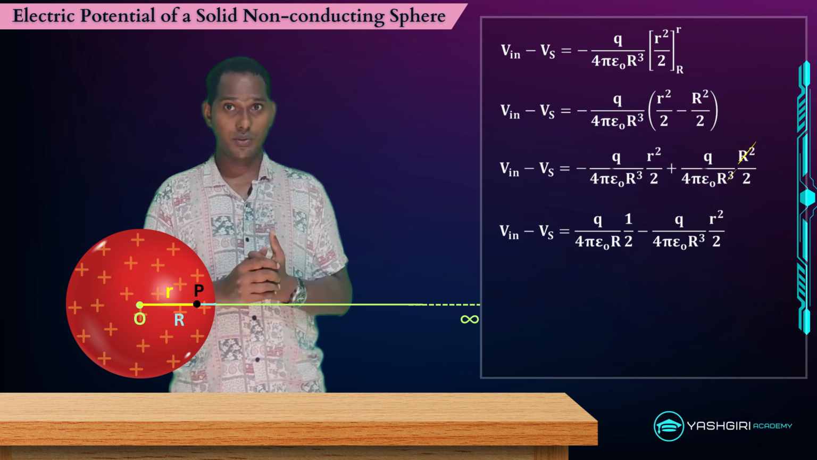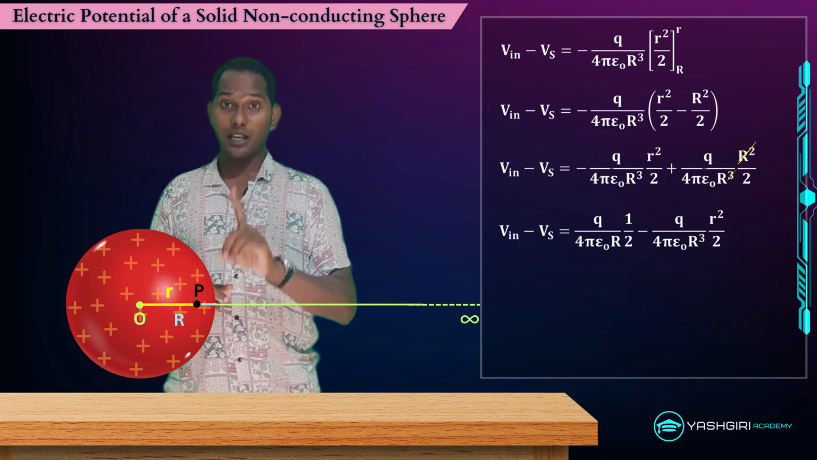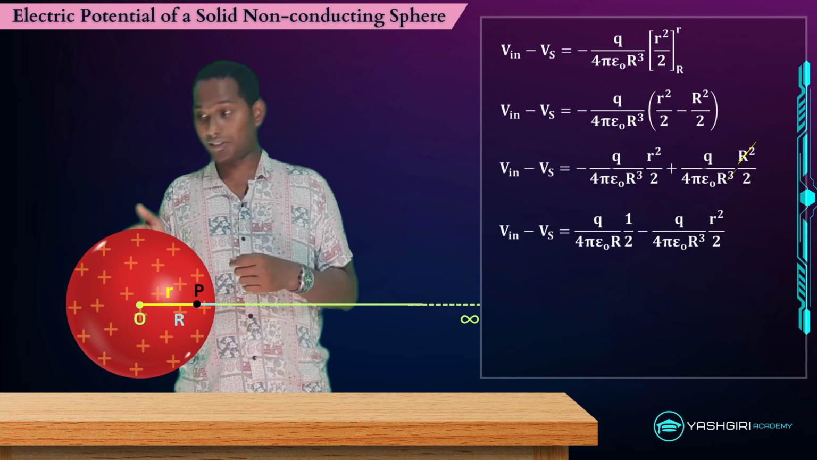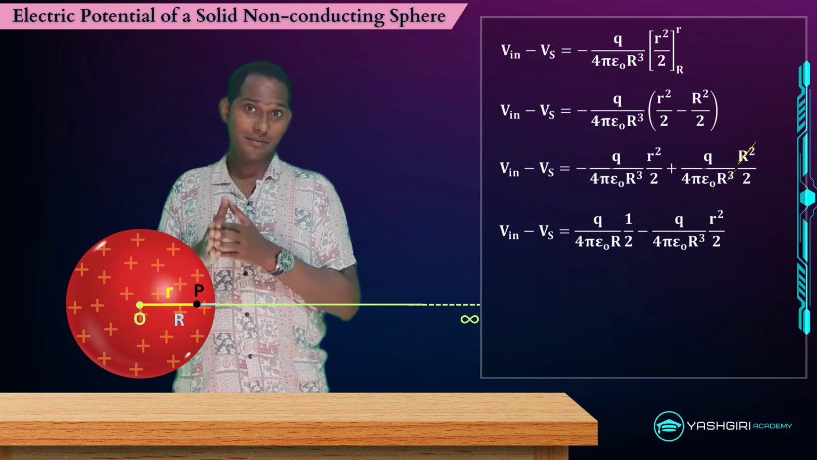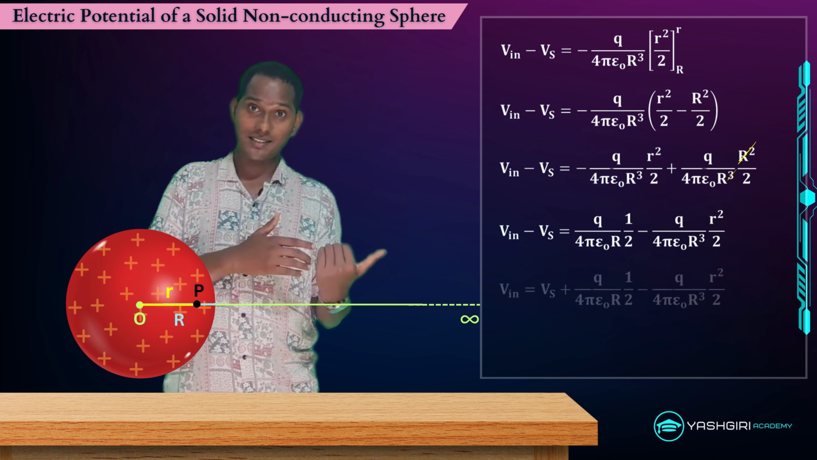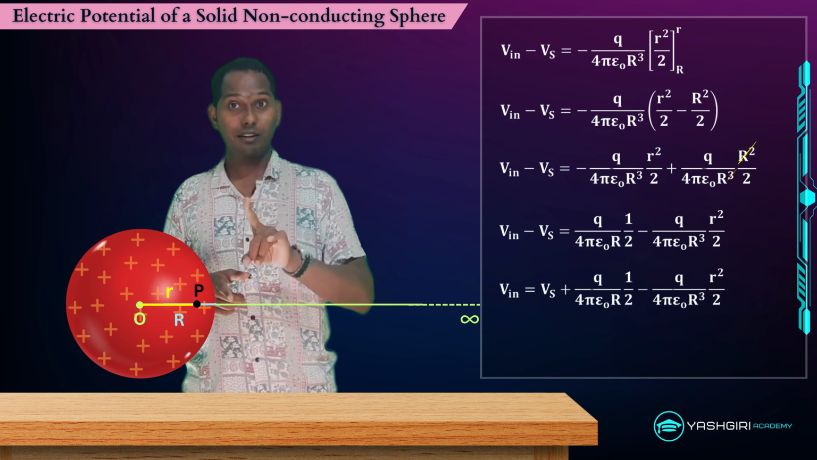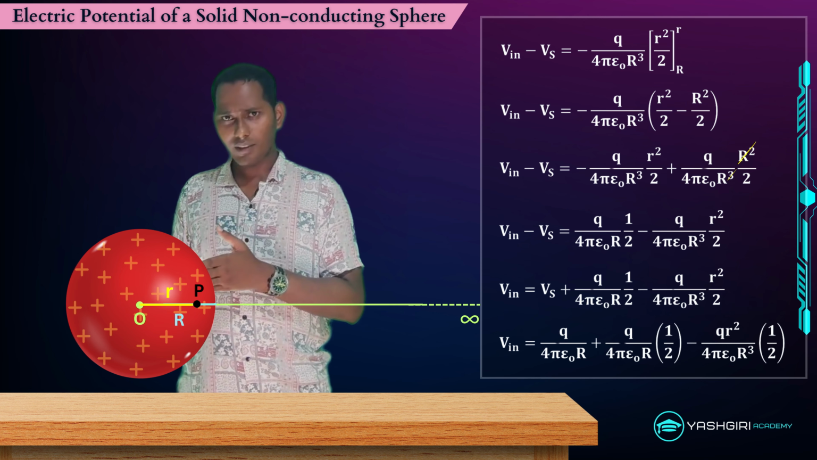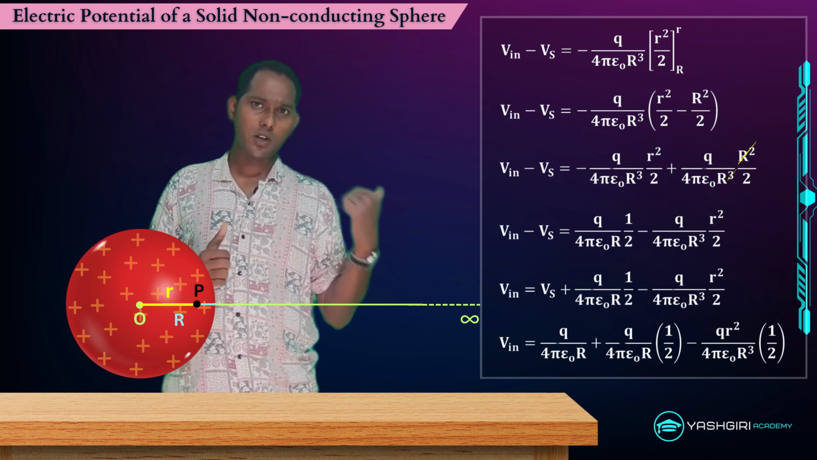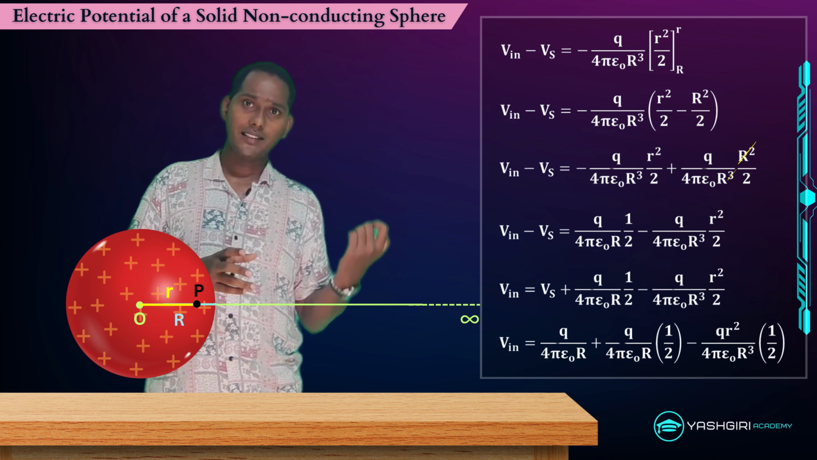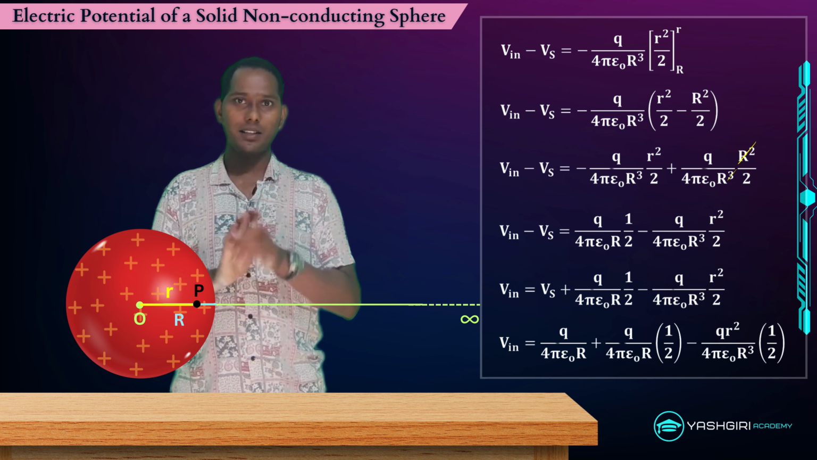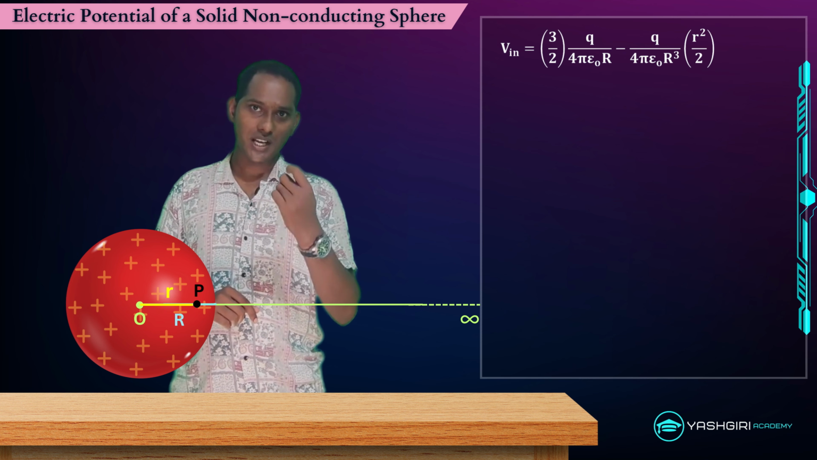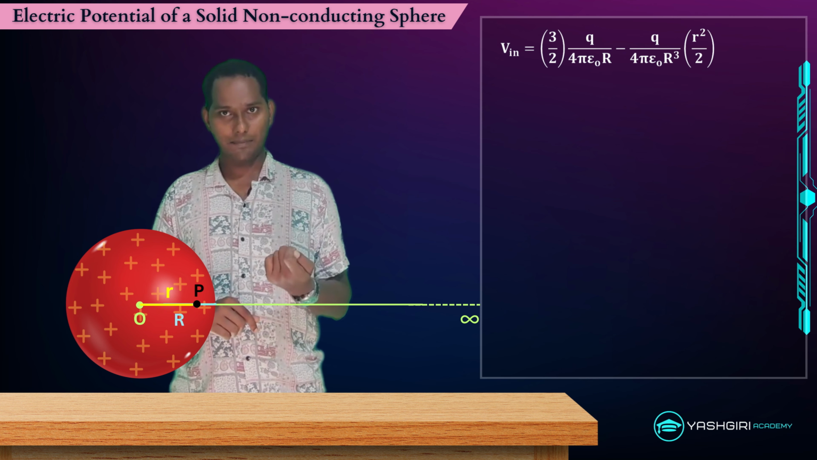Now here, if you just see, students, on the left hand side I'm having the electric potential inside minus electric potential on the surface. We are interested in electric potential inside the sphere, so I can take that V, the electric potential on the surface, on the right hand side. I know what is the electric potential on the surface. It is 1 upon 4 pi epsilon naught, the charge Q over the radius of that non-conducting sphere. And when I add this first and second term, it will become 3 by 2, 1 upon 4 pi epsilon naught, the charge Q over R. That is what I'm having.